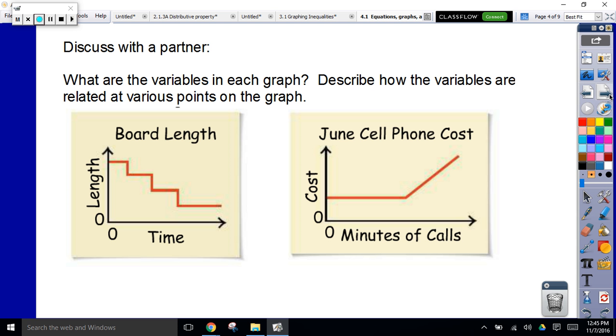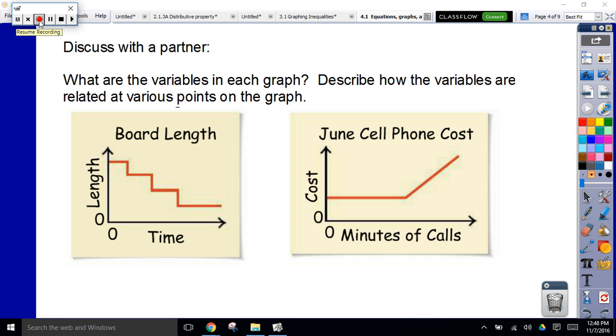Okay, now let's go on with this part. I want you to discuss with a partner, either someone right next to you or beside you or behind you, what the variables are in each graph. So which is independent, which is dependent, and what's happening in each picture.